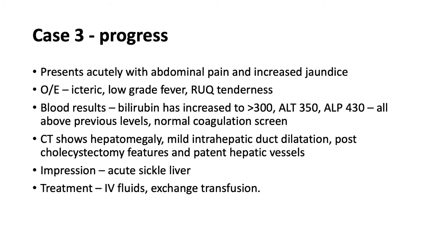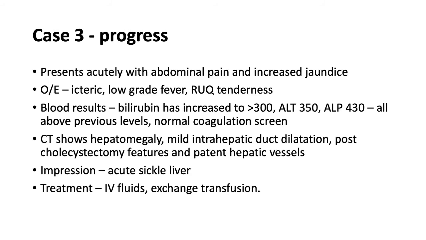He then presents acutely with abdominal pain in the right upper quadrant, increased jaundice and a low-grade fever. His bilirubin is increased from a baseline of around 80, which had increased anyway over time, to over 300. Transaminases have grossly increased, as has alkaline phosphatase. Coagulation screen is normal. A CT scan shows an enlarged liver, which is larger than on previous imaging, mild intrahepatic duct dilatation, which may be a post-cholecystectomy feature, and patent hepatic vessels.